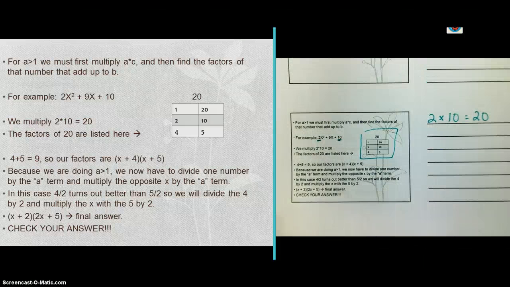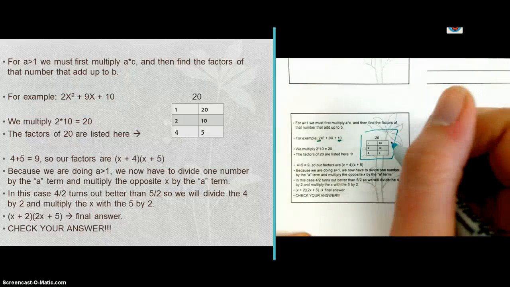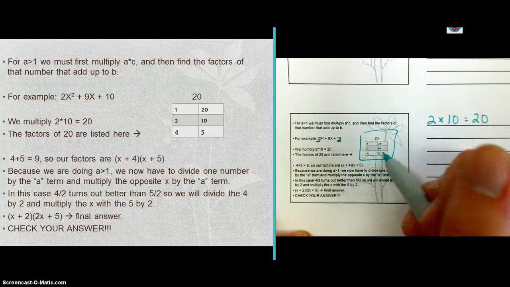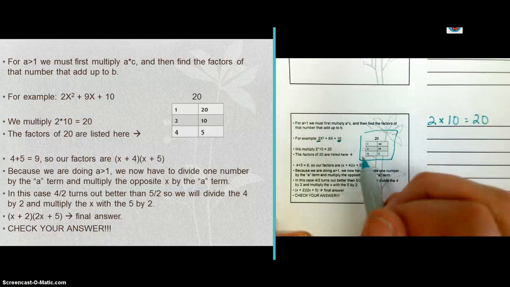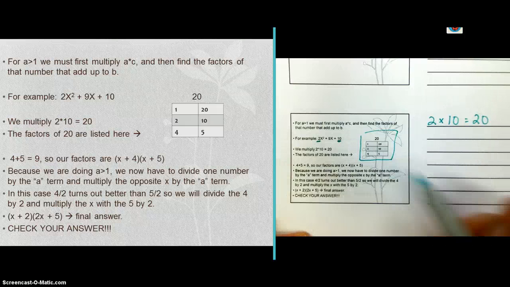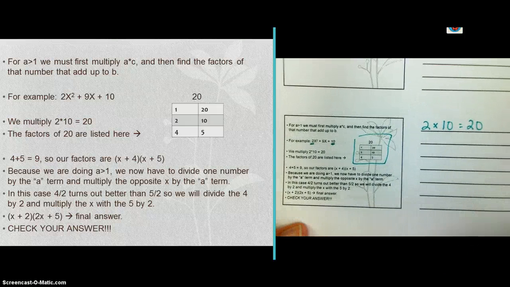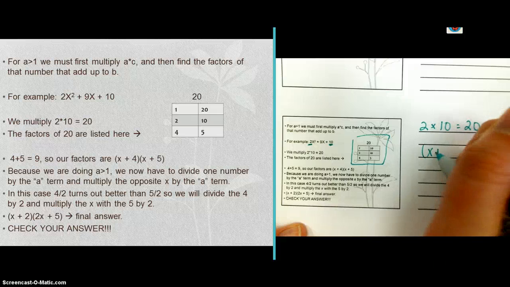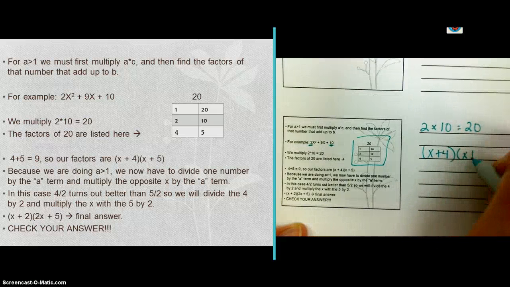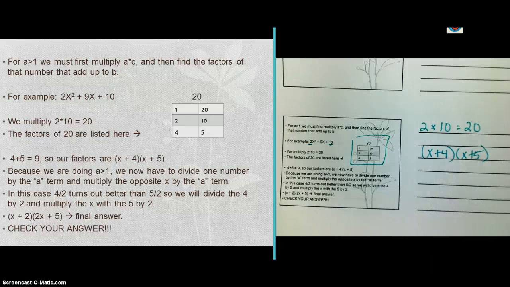We just need to figure out which two factors we want to use that will give us 9. If I do 1 and 20, that just gives me 21. If I do 2 plus 10, that gives me 12. But if I do 4 plus 5, that will give me 9. So the factors I'm using are x plus 4 and x plus 5. Because a is greater than 1, we actually do not stop here. We have to keep going.